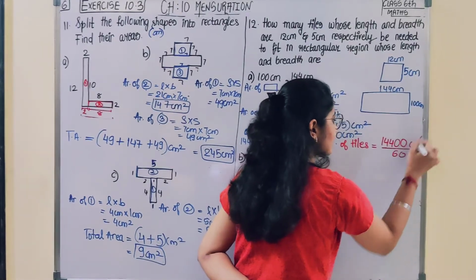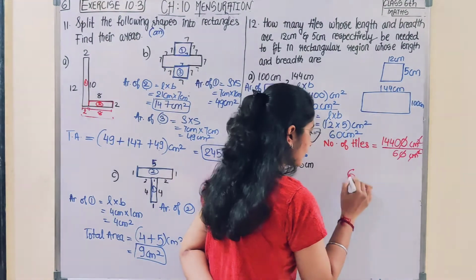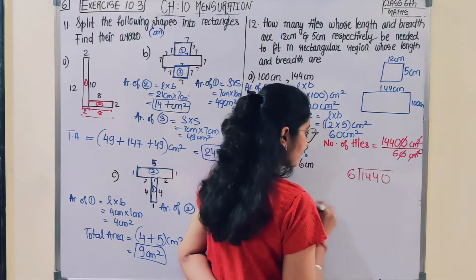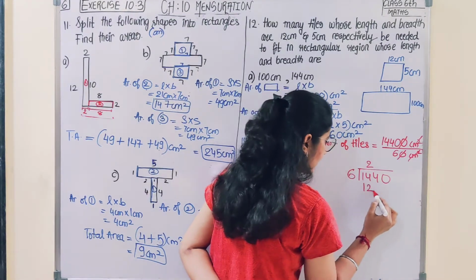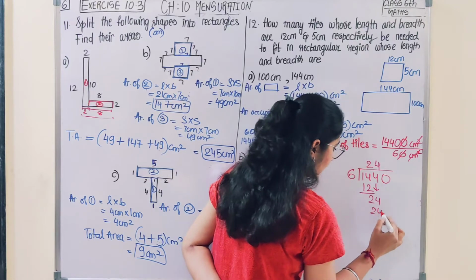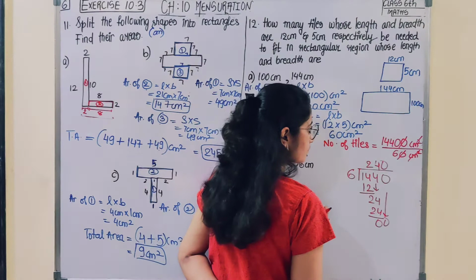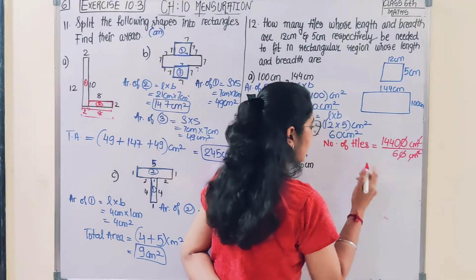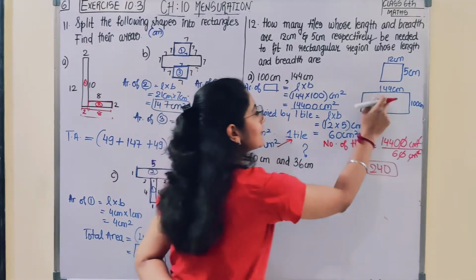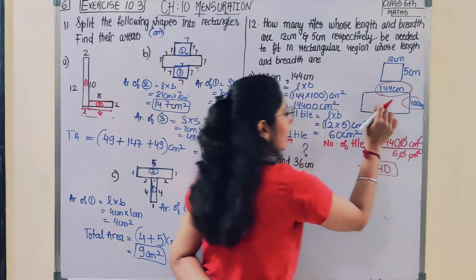So centimeter square cancels centimeter square. Okay, 0 cancels 0. Now we have to divide 1440 by 6. Okay, so 6 2s are 12, 2, 24, 6 4s are 24. This 0 comes down, so 240. Okay, 240. So 240 are the number of tiles required to cover this rectangle of this length and breadth.